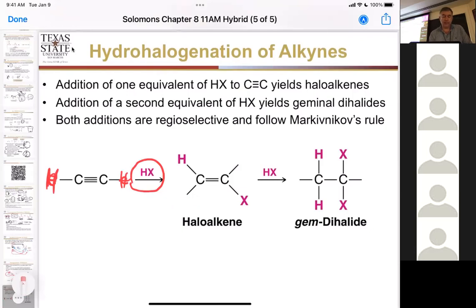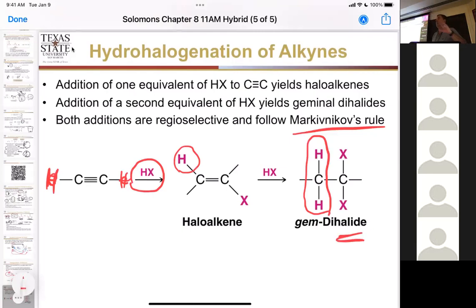But if we have it di-substituted, then we're not going to really know which one it's going to have. And we're going to get this addition here, and it'll be a trans addition. It follows Markovnikov's rule. And then, because we now have a hydrogen here, when we add our next equivalent, we're going to get both halogens on the same carbon. So it does follow Markovnikov's rule, and it gives us our geminal dihalide.